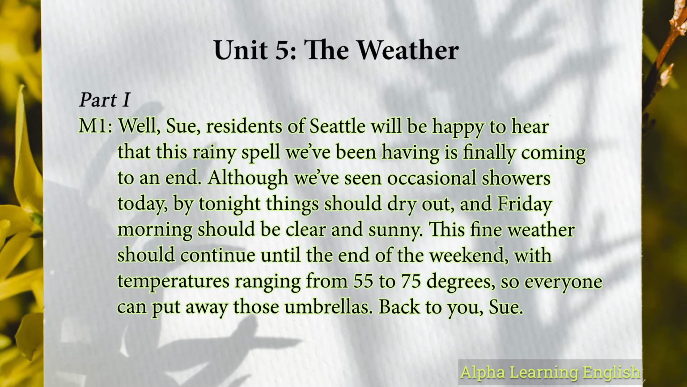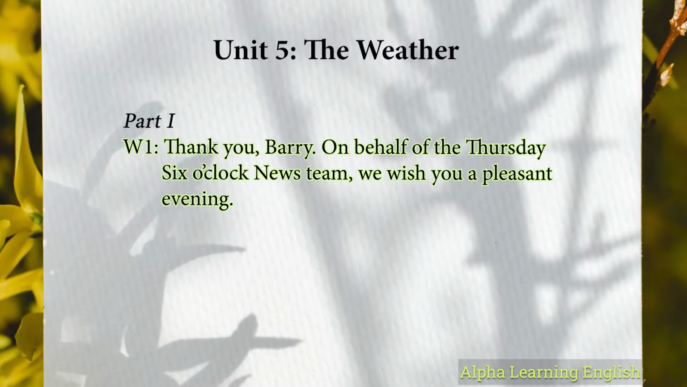Well, Sue, residents of Seattle will be happy to hear that this rainy spell we've been having is finally coming to an end. Although we've seen occasional showers today, by tonight things should dry out, and Friday morning should be clear and sunny. This fine weather should continue until the end of the weekend, with temperatures ranging from 55 to 75 degrees. So everyone can put away those umbrellas. Back to you, Sue. Thank you, Barry. On behalf of the Thursday 6 o'clock news team, we wish you a pleasant evening.